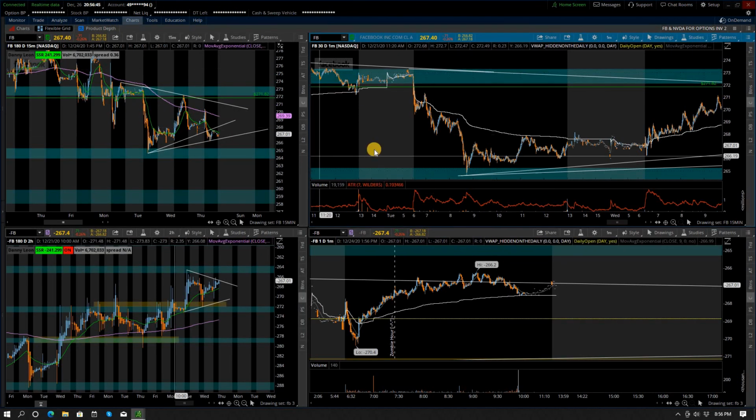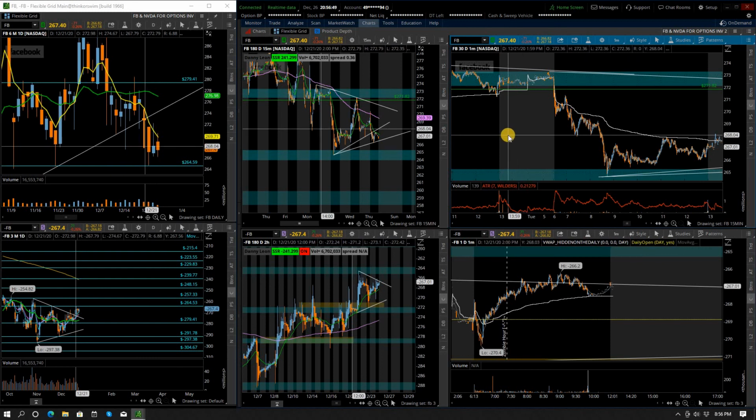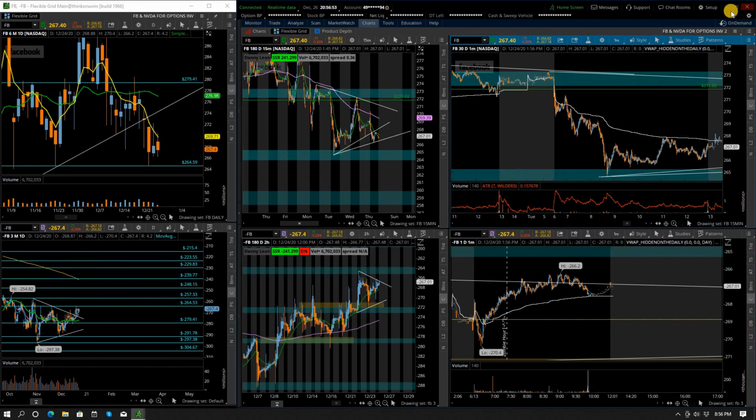So that's basically how I trade, man. It's very simple, support and resistance, and I use multiple time frames to just determine where price is bound to go.